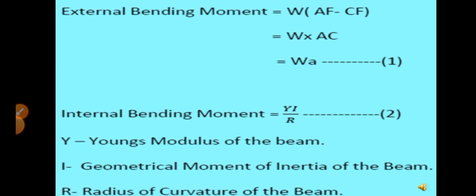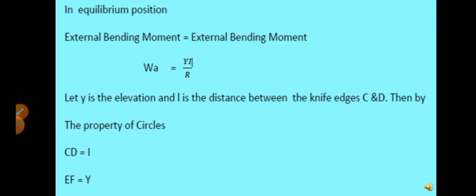So the internal bending moment is Y into I by R, where Y is the Young's modulus of the beam, I is the geometrical moment of inertia of the beam, and R is the radius of curvature of the beam. So in the equilibrium position, the external bending moment is equal to the internal bending moment. So equating, W into A is equal to YI by R. Here Y is the elevation and L is the distance between the two knife edges, that is C and D.